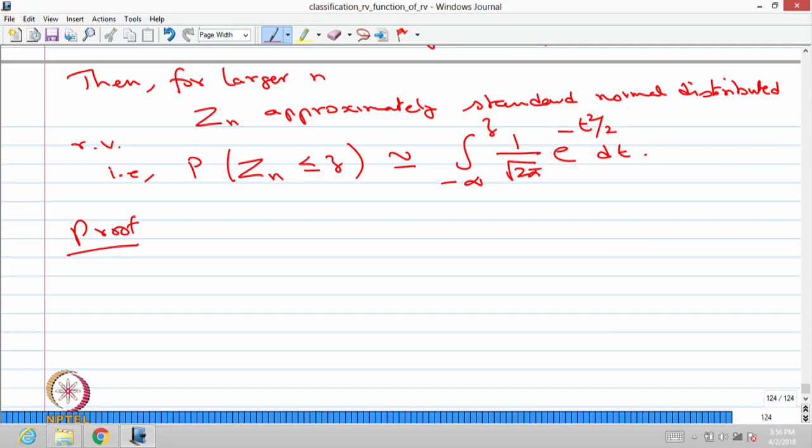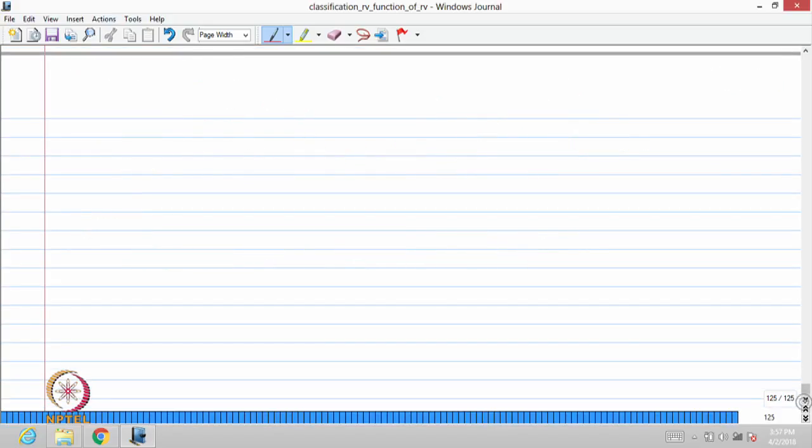So without loss of generality, we assume that the MGF of Xi's exists for all the random variables because all are IID random variables. With that assumption, we will give the proof. Later we can relax this also.